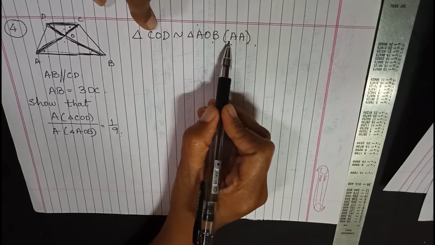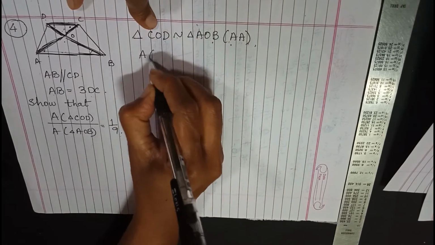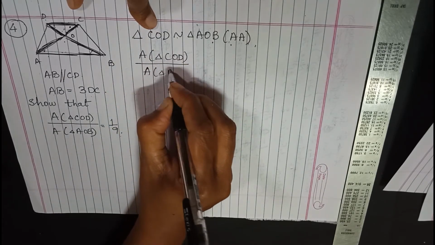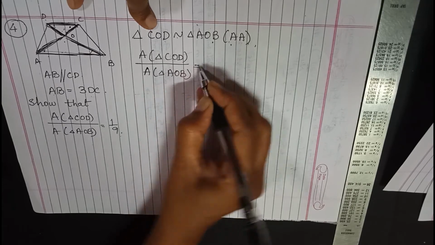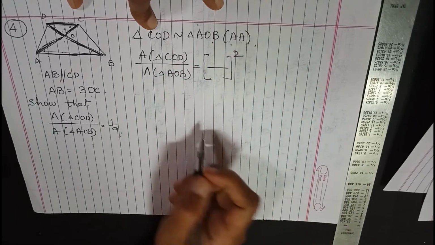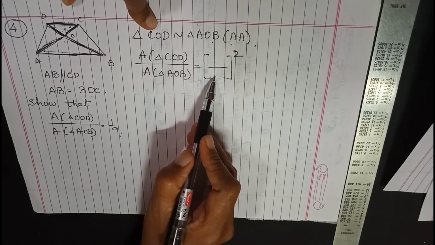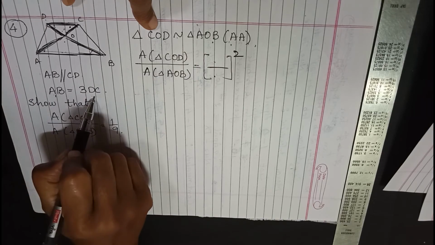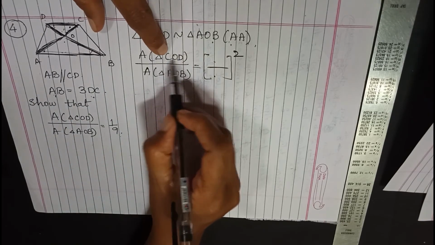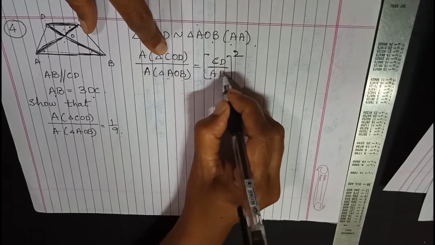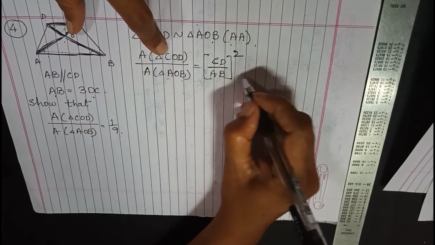Now if these two triangles are similar, then area of triangle COD upon area of triangle AOB will be equal to the ratio of their corresponding sides and the square of it. Now which corresponding side we should take, we will decide by the given ratio. You can see the given ratio is AB and DC. So I will be using CD from here, CD upon AB whole square. Okay, so this is the equation.